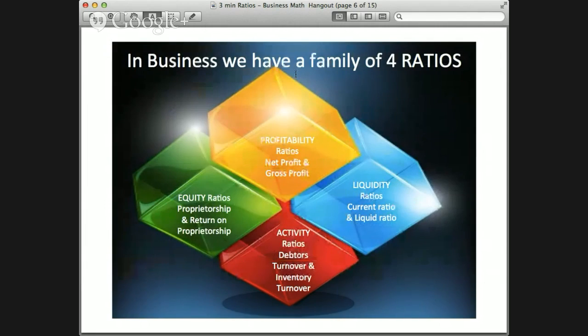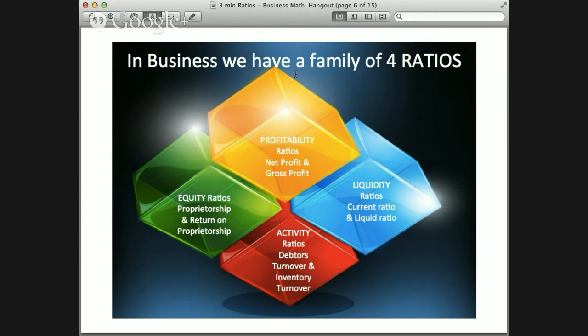In the family of business, we have 4 ratios. The 4 ratios are profitability ratios, liquidity ratios, activity ratios, and equity ratios. The profitability ratios are ratios expressed in percentage.